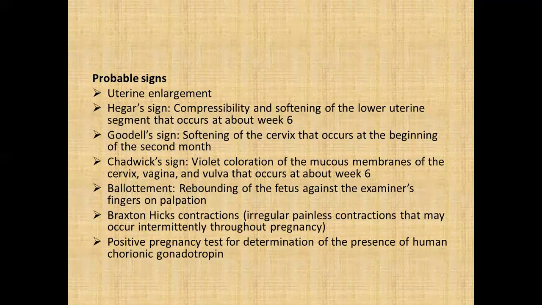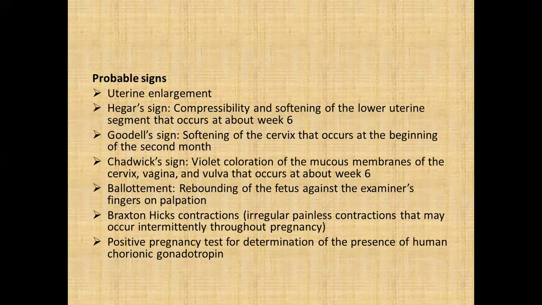These are the three signs I want everyone to have at their fingertips. Hegar's sign, a softening of the lower uterine segment. Goodell's is softening of the cervix. Then the violet discoloration talks about Chadwick's: violet discoloration of the cervix, the vulva, and the vagina. So this is what we all need to know when it comes to the signs.